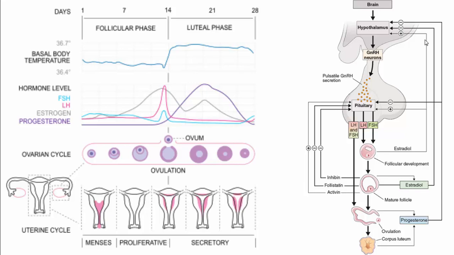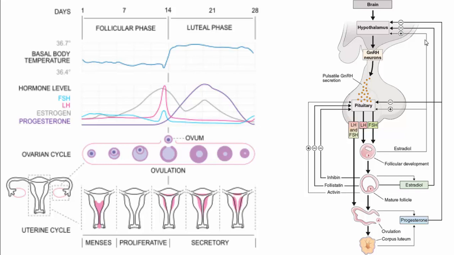Removal of that lining, and that sort of restarts the whole process again. Okay? A new follicle will start to grow and develop. The lining of the uterus will start to thicken again. Ovulation will take place. If there's no pregnancy, then menstruation. And that process repeats cycle after cycle.